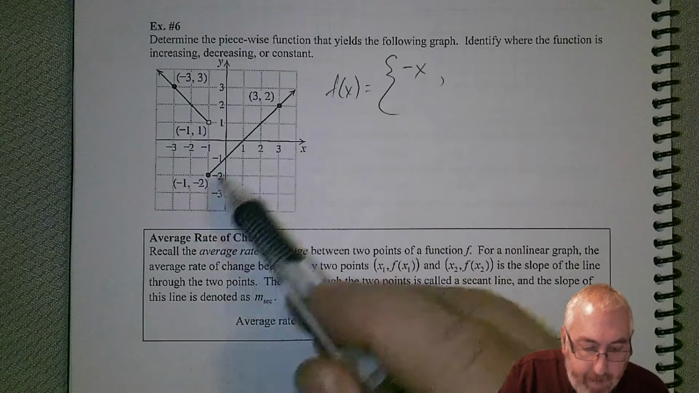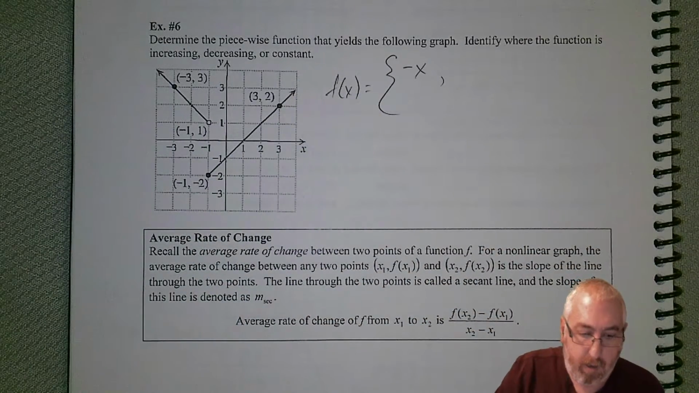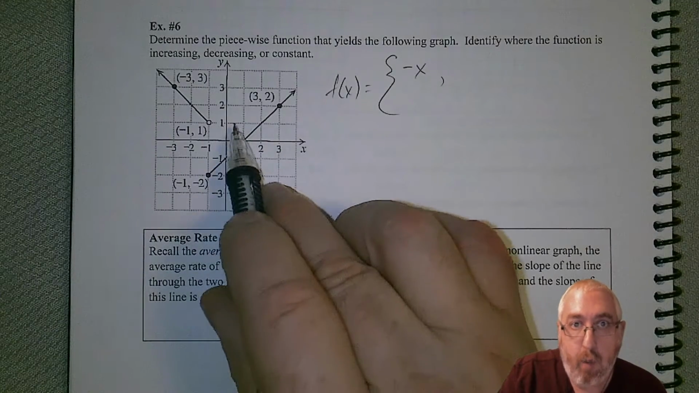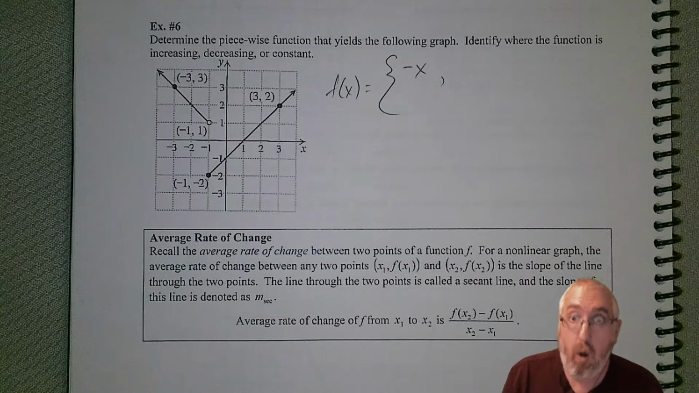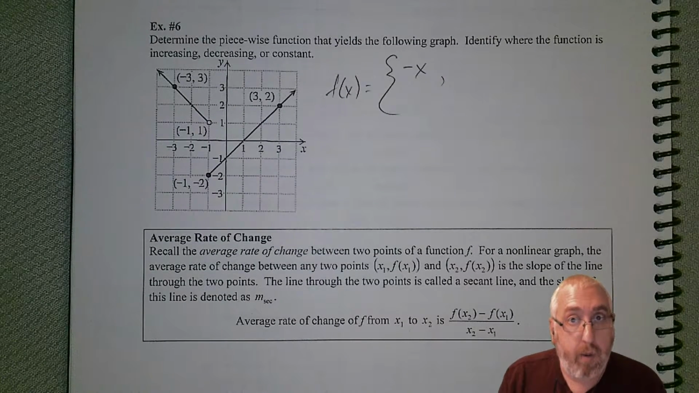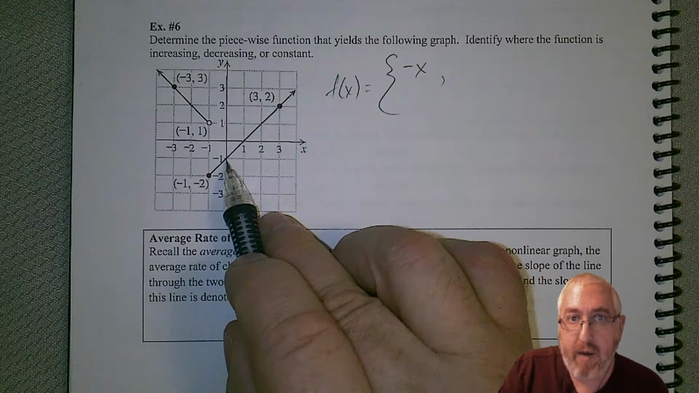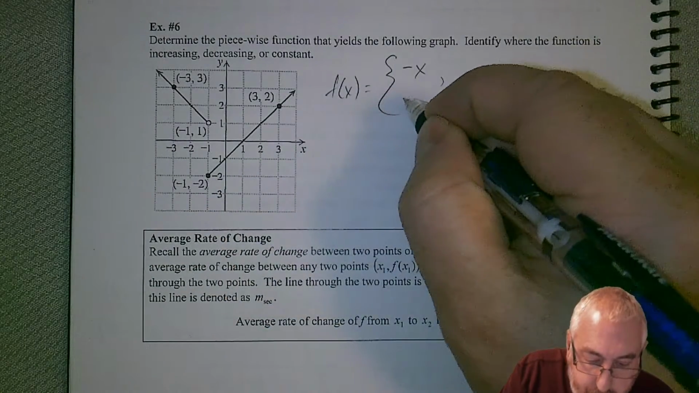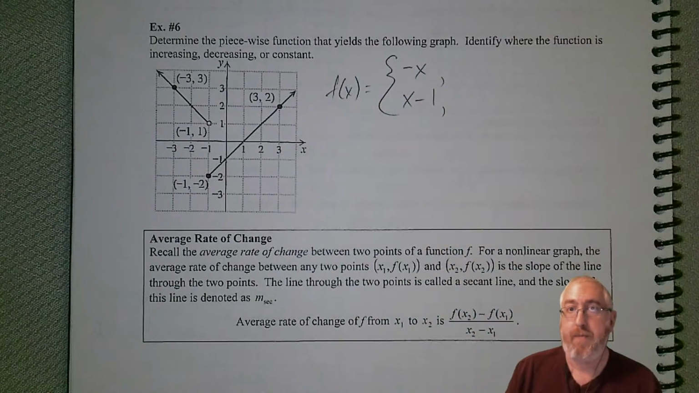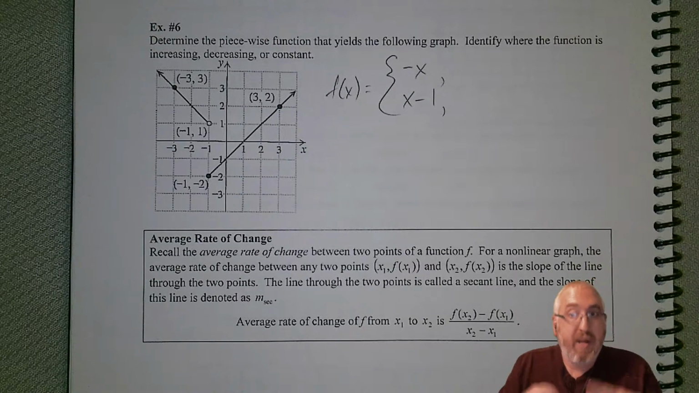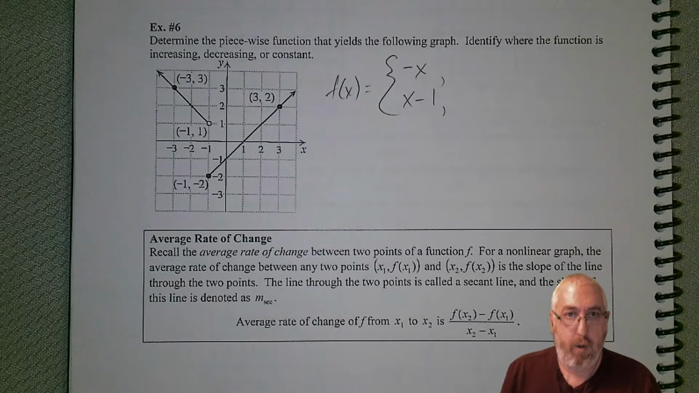So what about this line? What's the equation of that line? Well, up 1 over 1, up 1 over 1. So we can see that that one has a positive 1 slope, but what's the y-intercept? It crosses at -1. So it looks like this should be x minus 1. So now we have the behavior, but we got to restrict it using our domain.